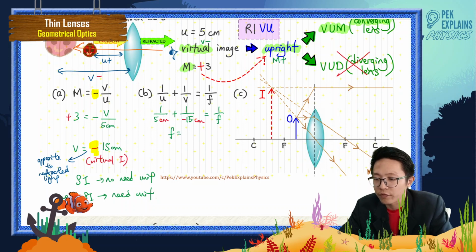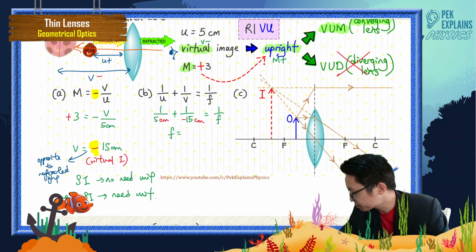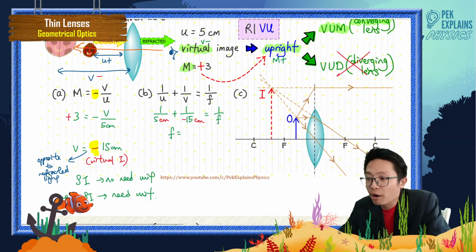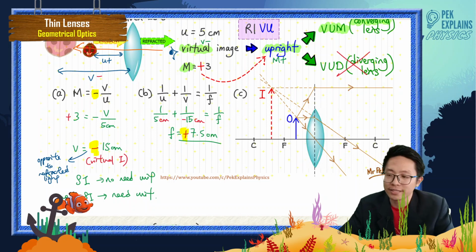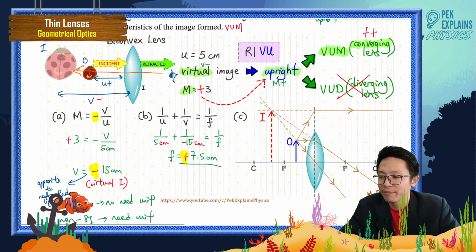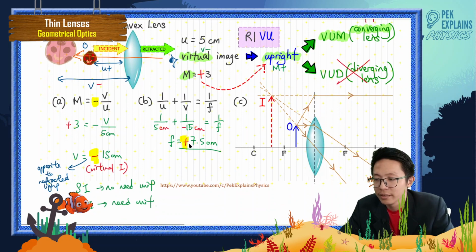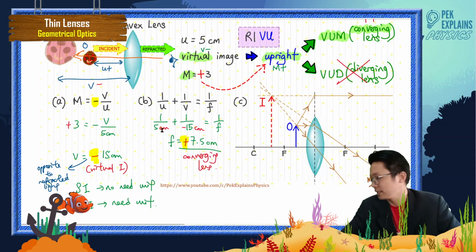So what is my f? I got my f equal to a positive value. Yes, my f is positive, positive 7.5 centimeter. So what does this positive mean? That means my biconvex lens is a converging lens. My f positive means my biconvex lens is a converging lens. This concludes that it is a converging lens. Understand? Converging lens.